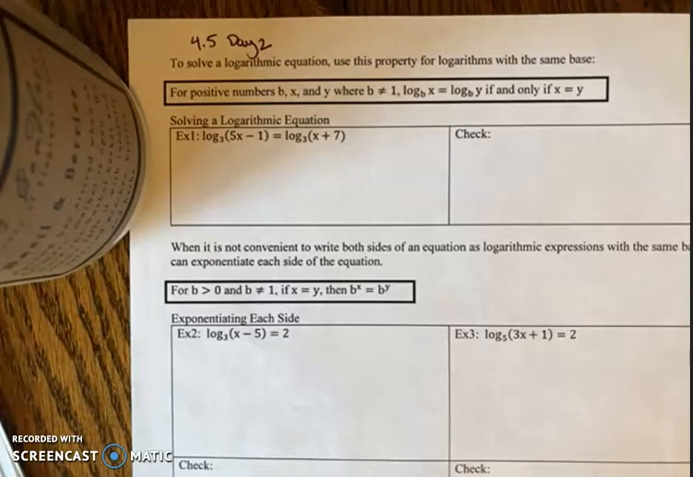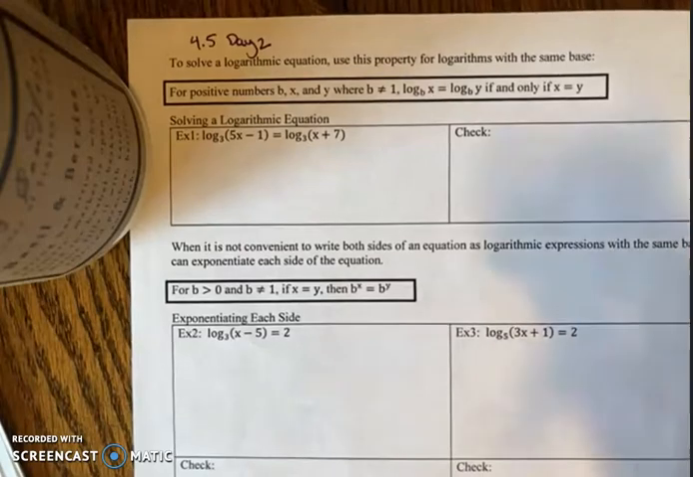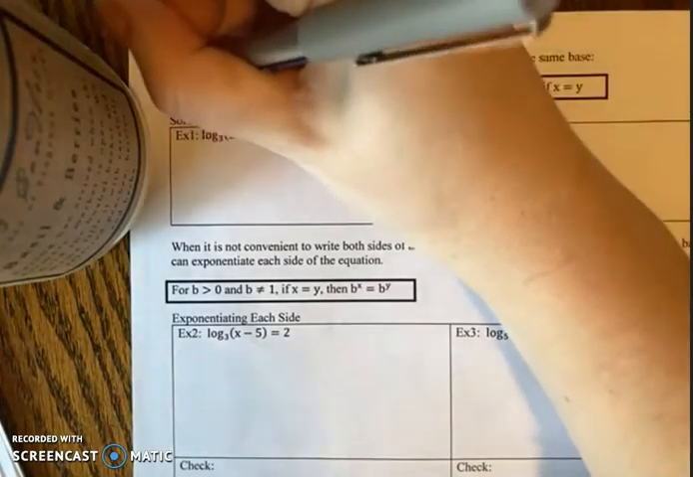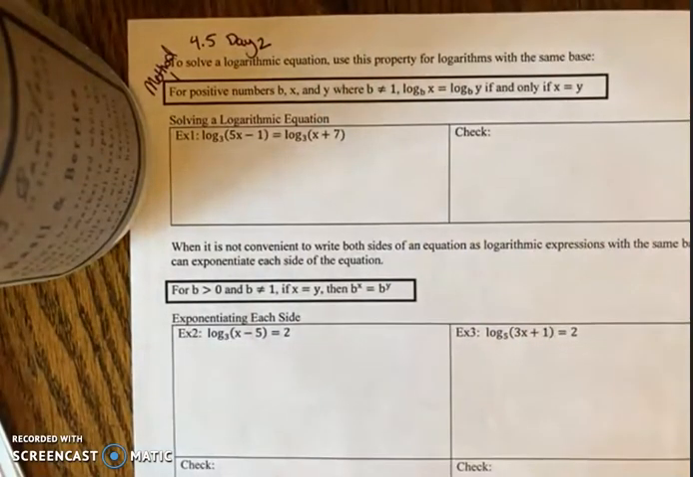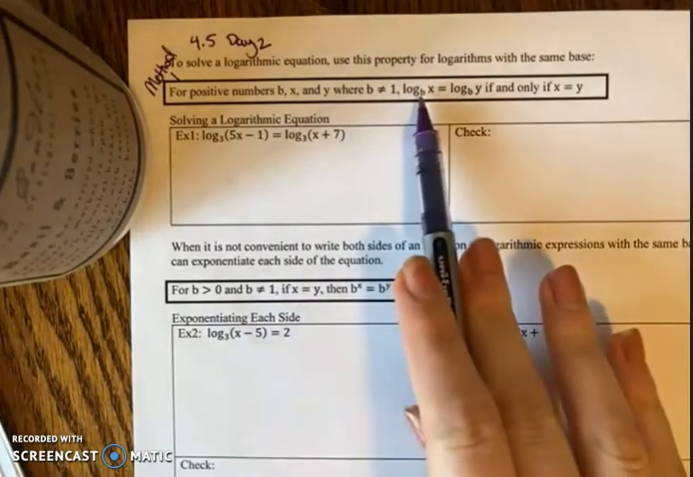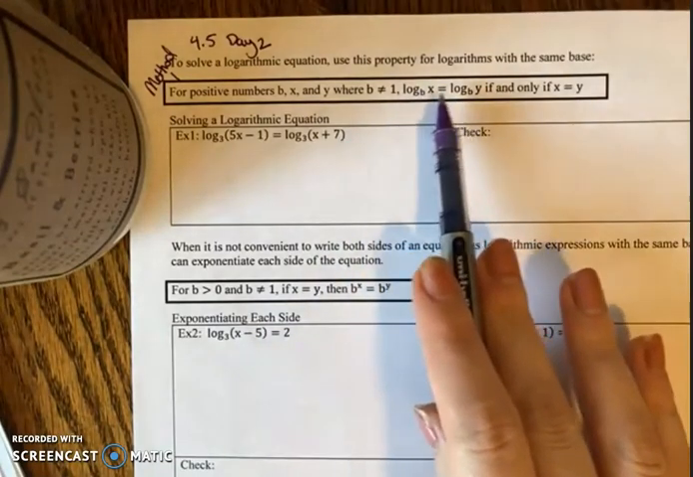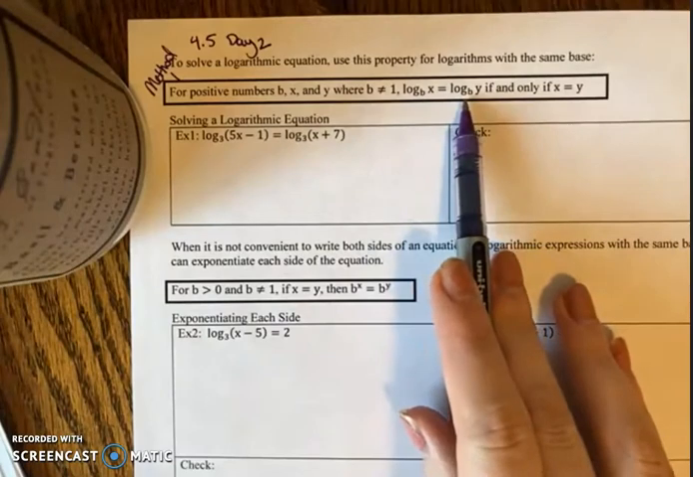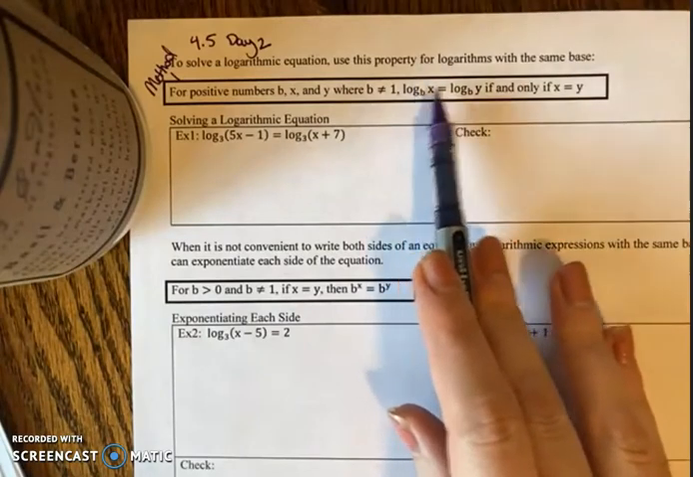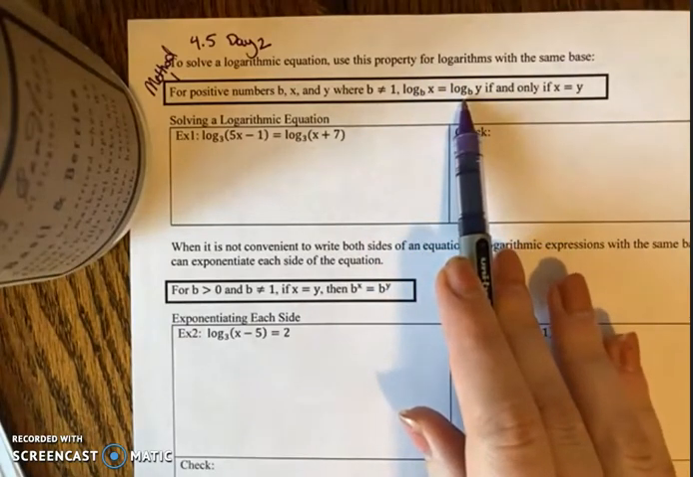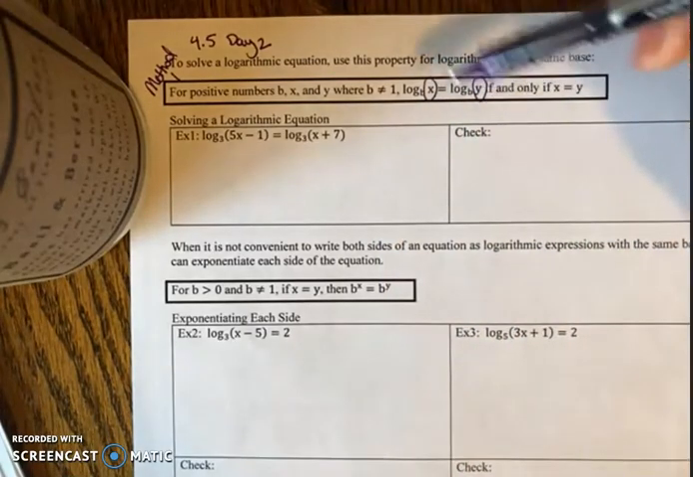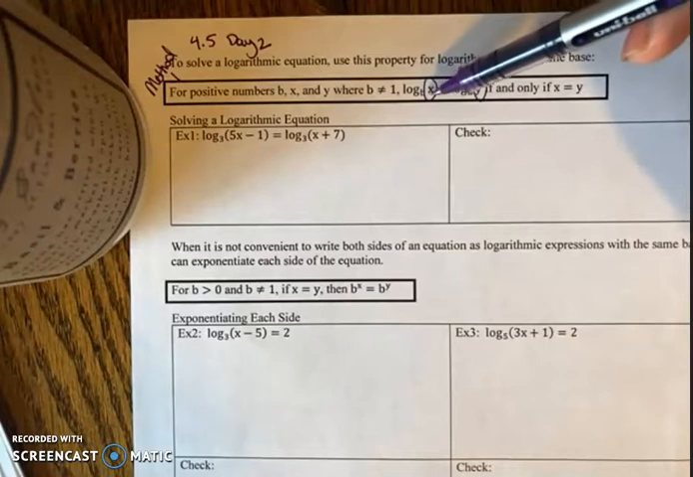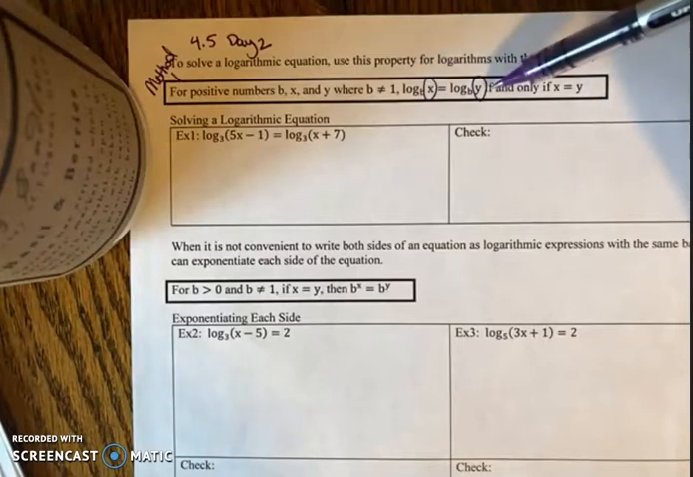Let's start off with an easier method though. This is going to be method 1. It's really nice if I give you something where the logs have the same base on each side. Because if the logarithms have the same base on each side, all we have to do is set what's in the first logarithm equal to what's in the second.